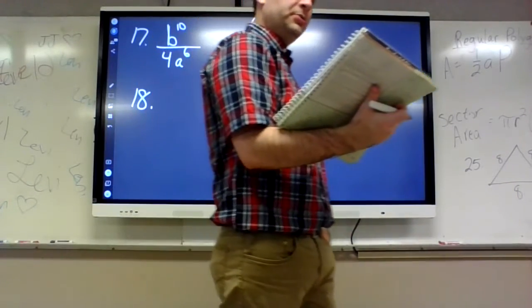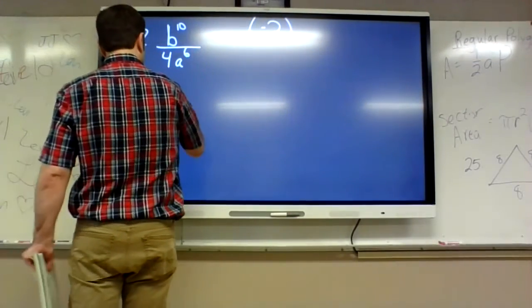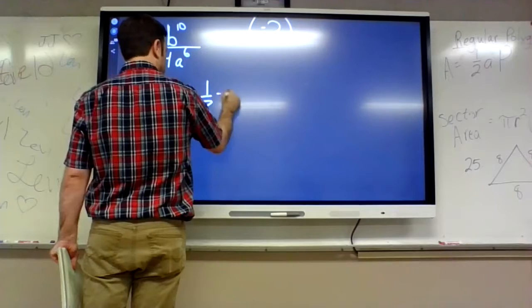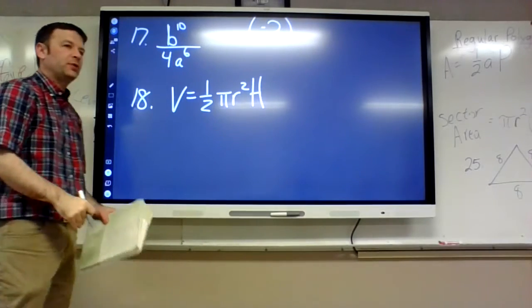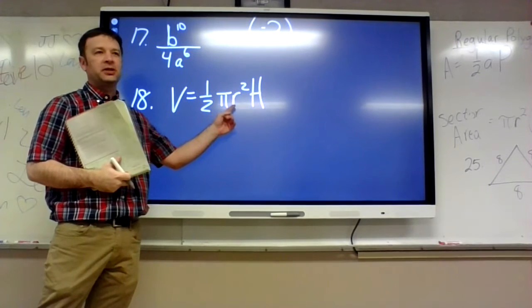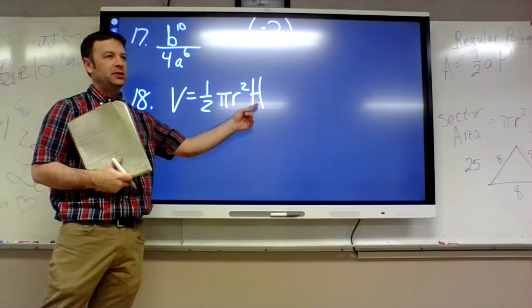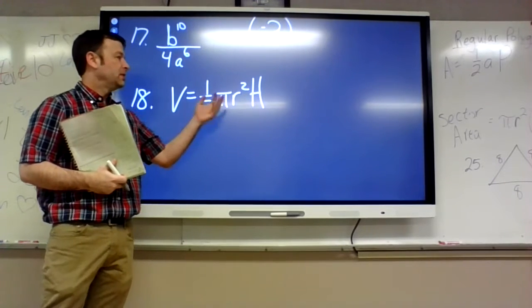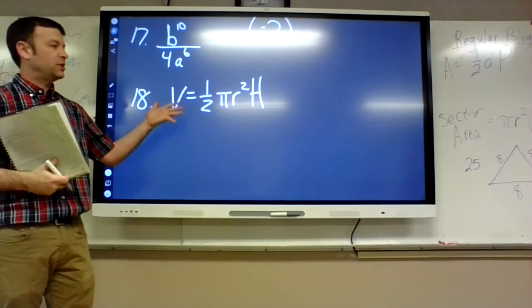Alright, we probably better talk about 18, because that'll confuse everybody. 18 says, use the formula V equals 1/3 pi r squared h. Guess what V stands for? Volume. Guess what r stands for? Radius. H is height. They tell you later in the problem that this is the volume formula for a cone.